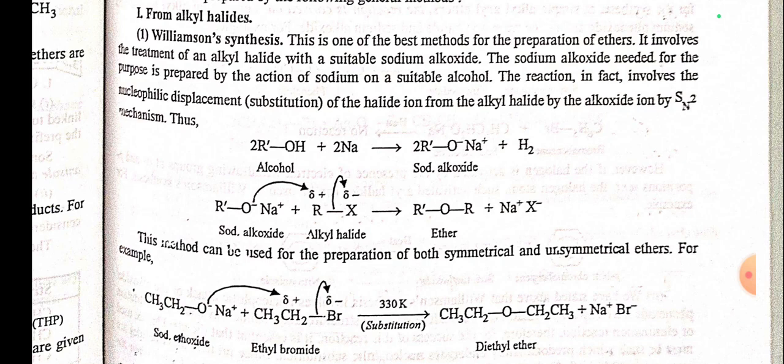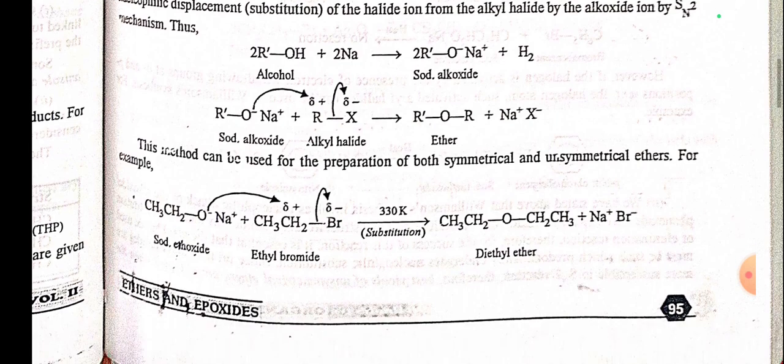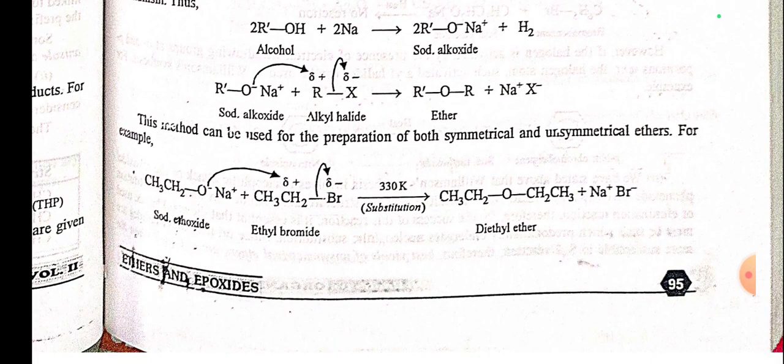The reaction in fact involves the nucleophilic displacement of the halide ion from the alkyl halide by the alkoxide ion by SN2 mechanism. Thus, this method can be used for the preparation of both symmetrical and unsymmetrical ethers. For example, sodium methoxide plus ethyl bromide at 330 Kelvin, substitution reaction, gives diethyl ether plus NaBr.